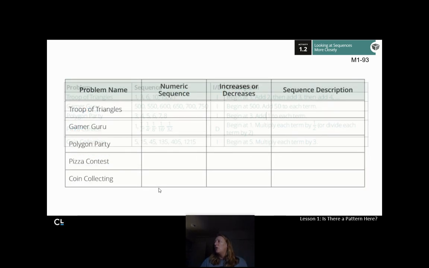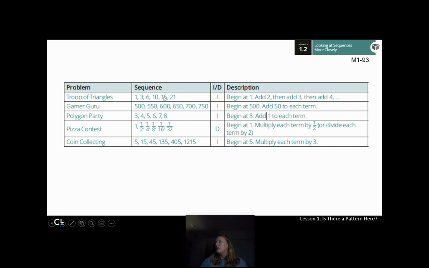We have a whole bunch more. Our troop of triangles, here's our sequence. Definitely was increasing. We're getting more and more dark triangles. So begin at 1, add 2, then add 3, then add 4, on and on. Our gamer guru, that was also definitely increasing. So begin at 500 and add 50 to each term. Our Polygon Party, yeah, there's our sequence. It was increasing, begin at 3, add 1 to each term.